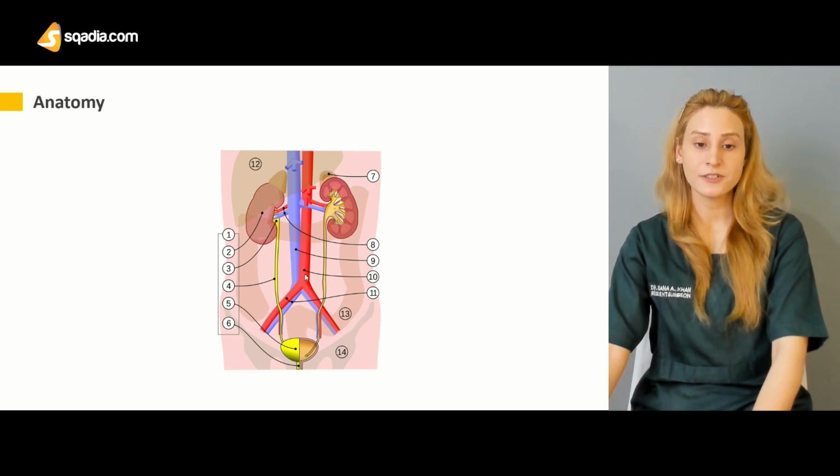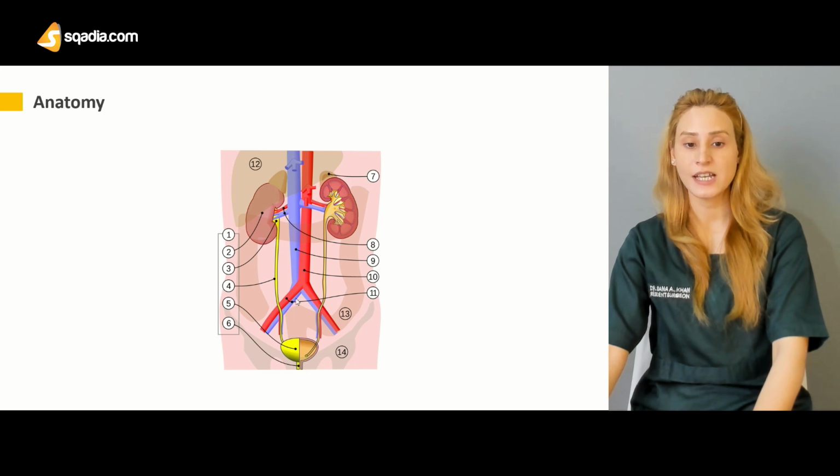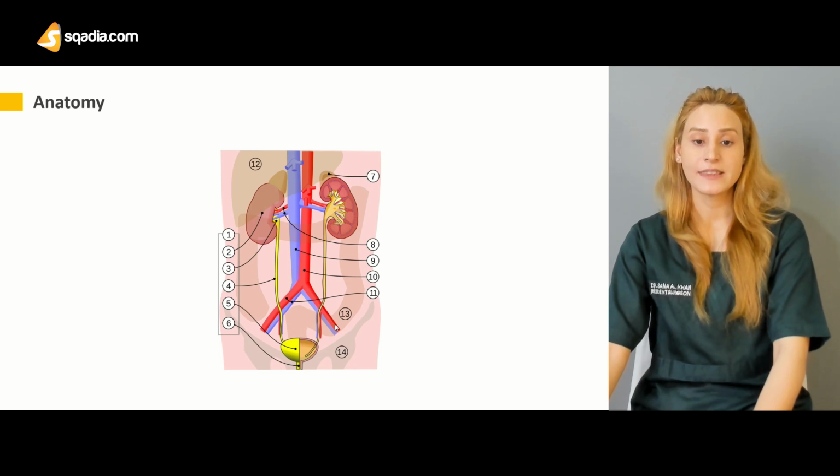10 is the abdominal aorta, and you can see the bifurcation of the abdominal aorta into the right and left common iliacs. Then at 11, this is the IVC, which is bifurcating into the right common iliac and the left common iliac. Then you have the other structures.